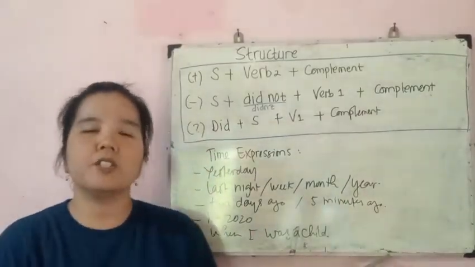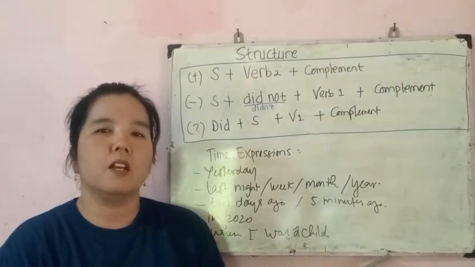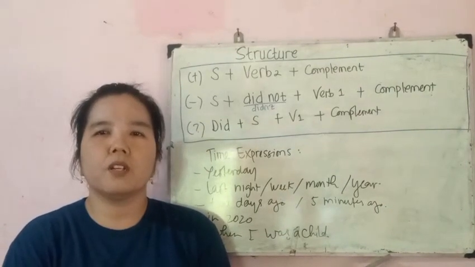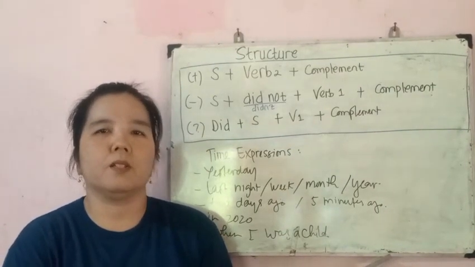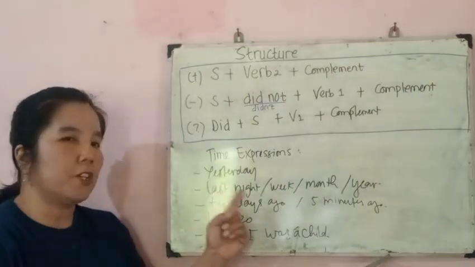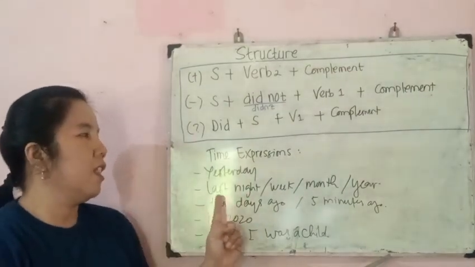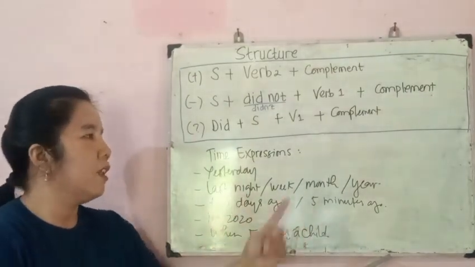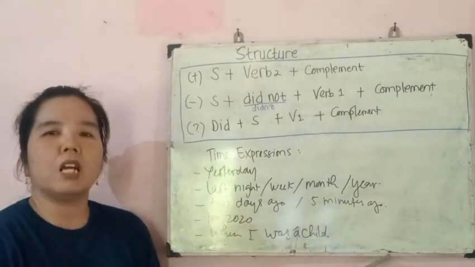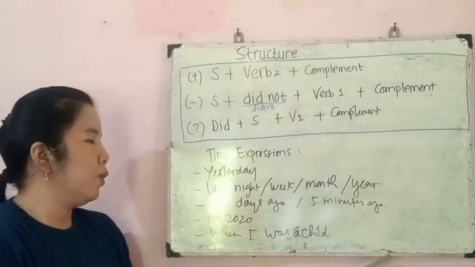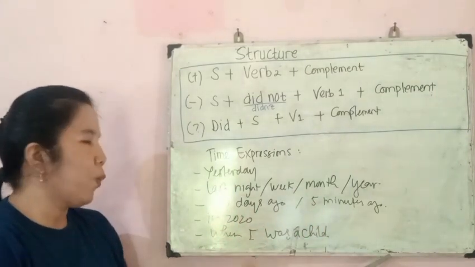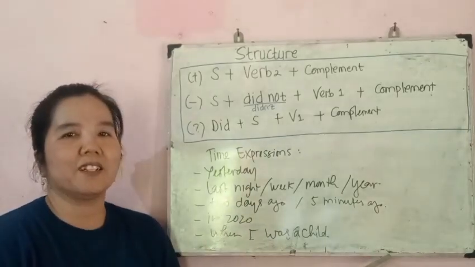Time expressions in the simple past tense. These are common words used with the simple past tense: yesterday, last night, last week, last month, last year, 2 days ago, 5 minutes ago, in 2020, when I was a child.